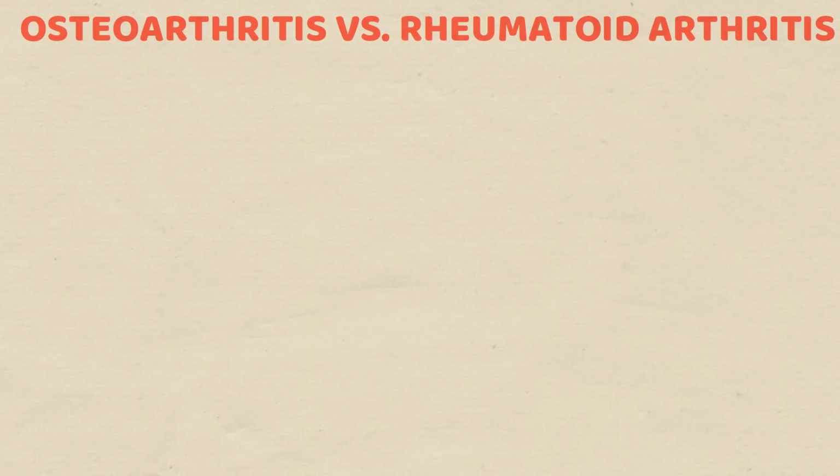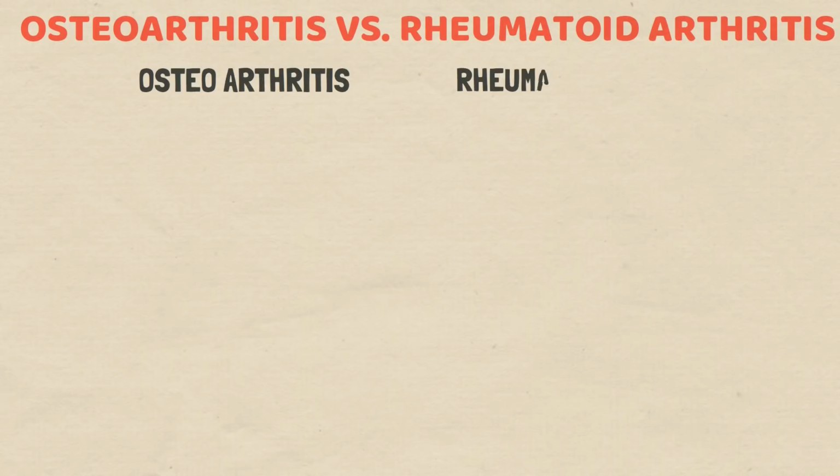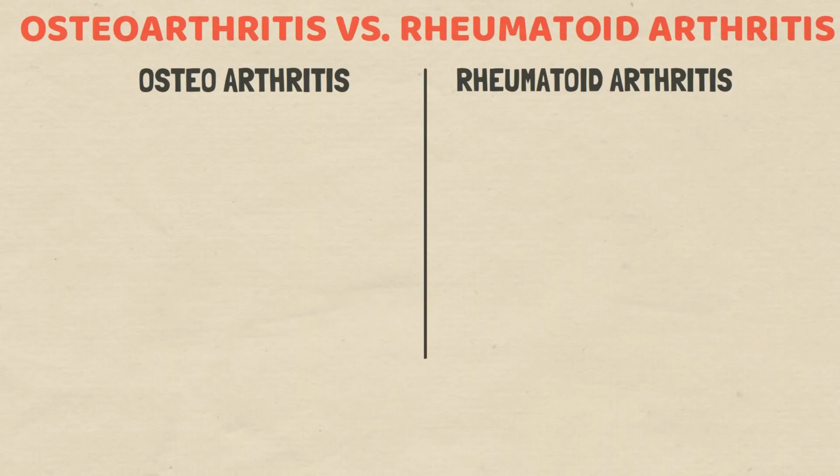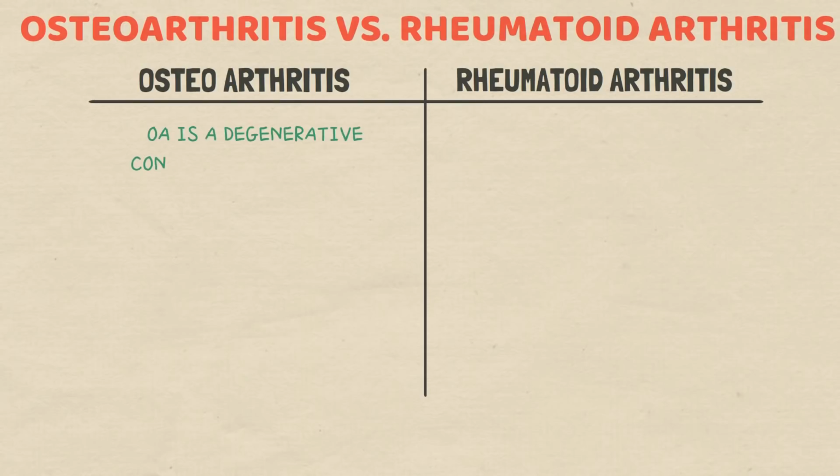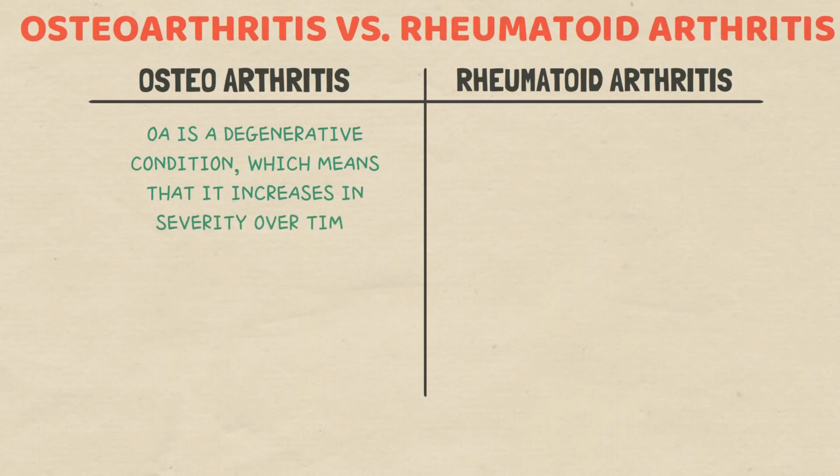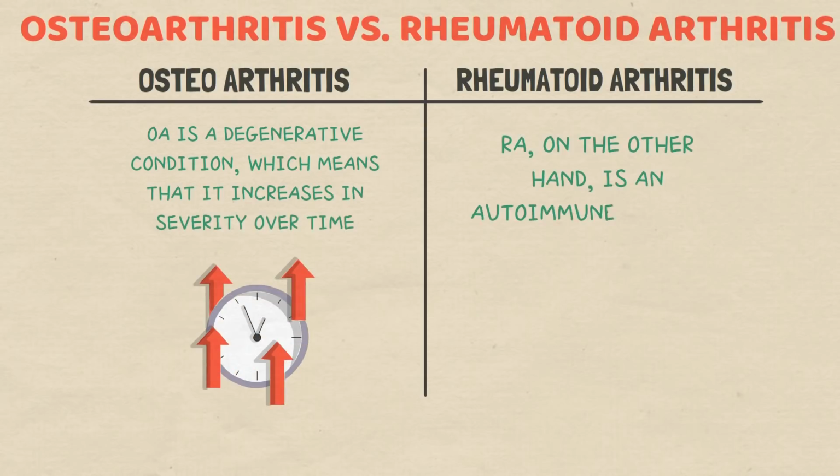In one of our previous videos, we discussed rheumatoid arthritis. Although both osteoarthritis and rheumatoid arthritis affect the joint and present with pain and swelling, these are entirely different diseases. Osteoarthritis is a degenerative condition, which basically means that it increases in severity over time. Rheumatoid arthritis, on the other hand, is an autoimmune disorder.